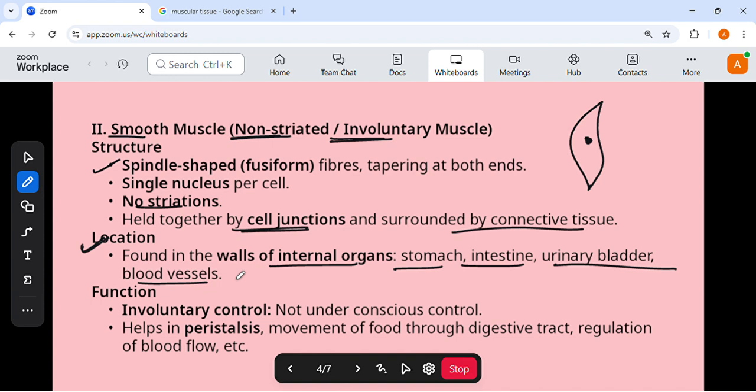All these organs are functioning according to the brain, but not according to us. Is it like you'll tell the stomach, now start the process of protein digestion, so the stomach will start? No, it's not going to happen in that way. So it is involuntary, it's not under control. Involuntary control, not under conscious control.